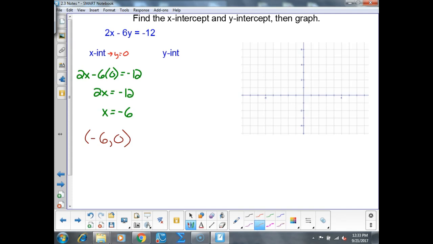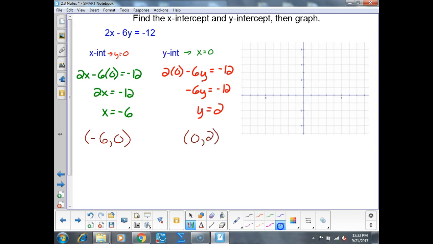And the y-intercept is where x is equal to 0. So that would be 2 × 0 - 6y equals negative 12. So that would be negative 6y equals negative 12. So that would be y equals 2, which is the point 0, comma, 2. So those are our two intercepts, 0, comma, 2, and negative 6, comma, 0.